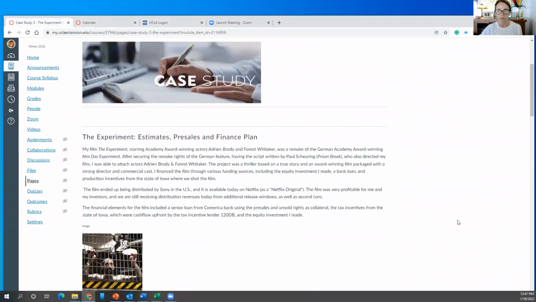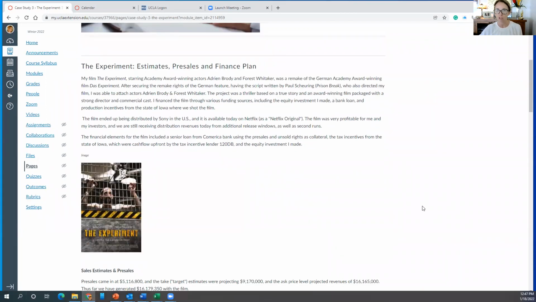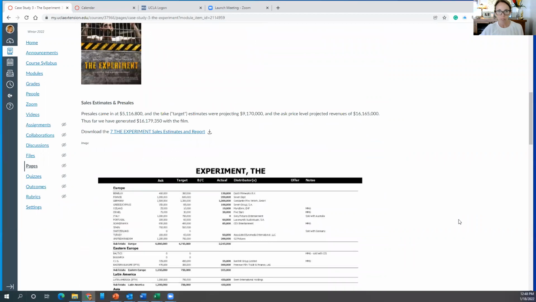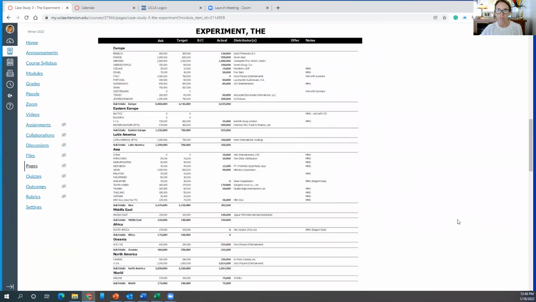This is a movie I produced and I'm going to walk you through the financial elements we have used. It's an action thriller starring Adrien Brody and Forest Whitaker. Here is what we're looking at. The first document that a sales agent will issue for you when you put together a film is a sales estimate sheet, and it looks a little like this.